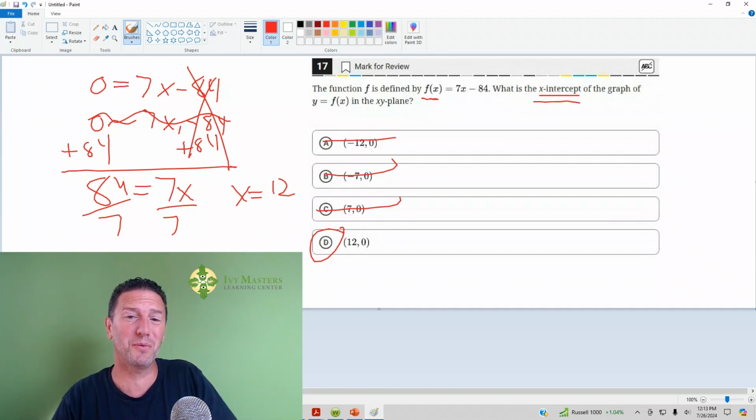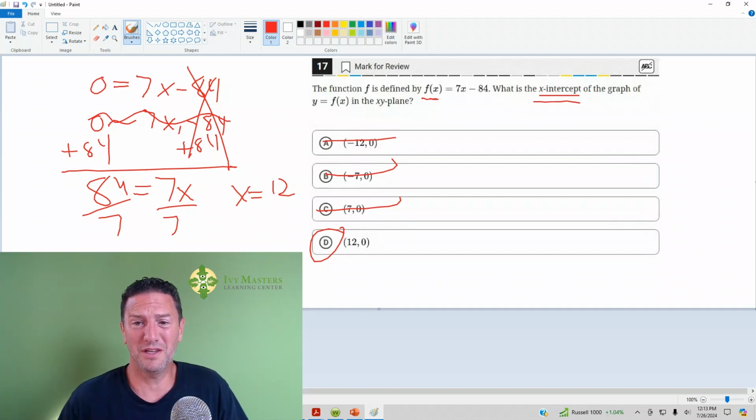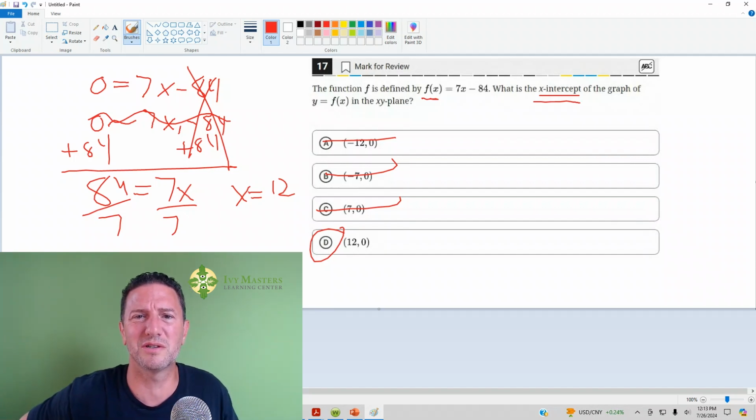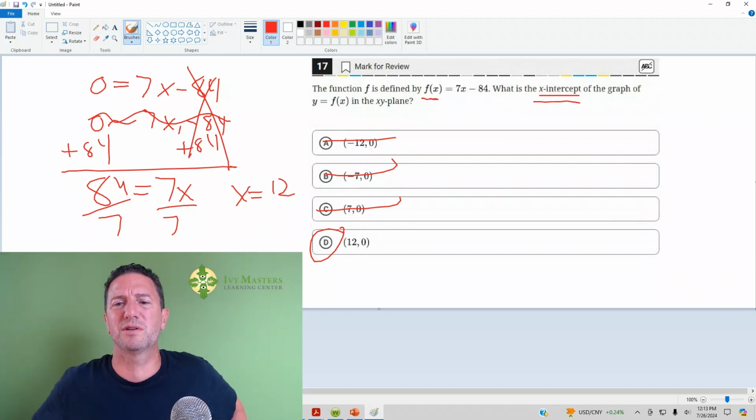You can share it with someone who is intimidated by functions and doesn't know that x-intercept is where y equals 0. And notice the answer choices. You know that y has to be 0, so plug it in.